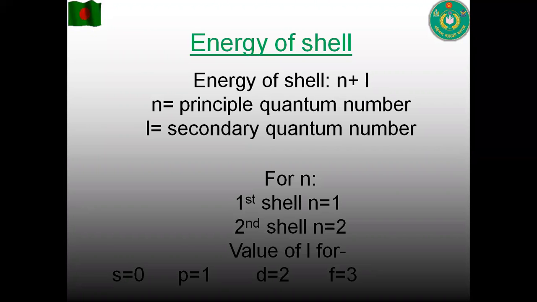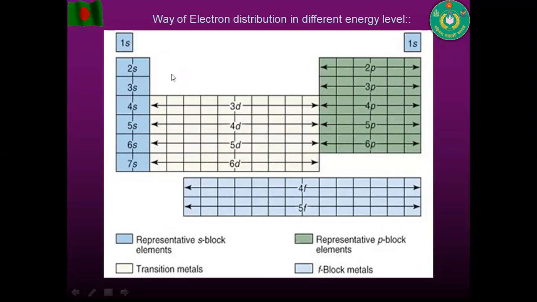By combining n plus l in the formula, if the value is lower, electrons first enter. If the value is higher, electrons gradually enter different orbitals according to their energy. Electrons first enter the lower energy level and then gradually the higher energy level. We know energy is defined by the summation of the principal quantum number and the secondary quantum number.